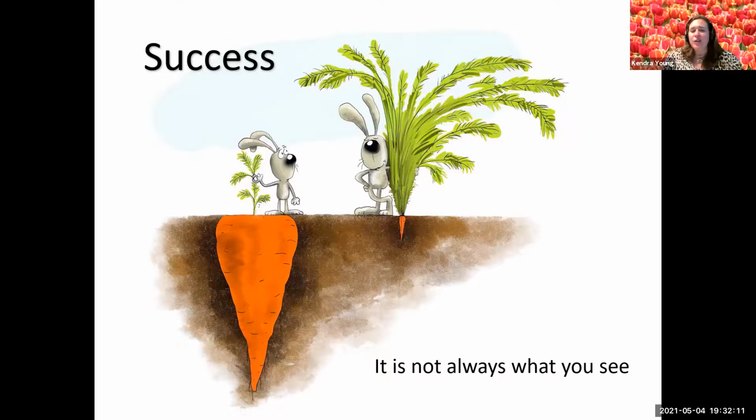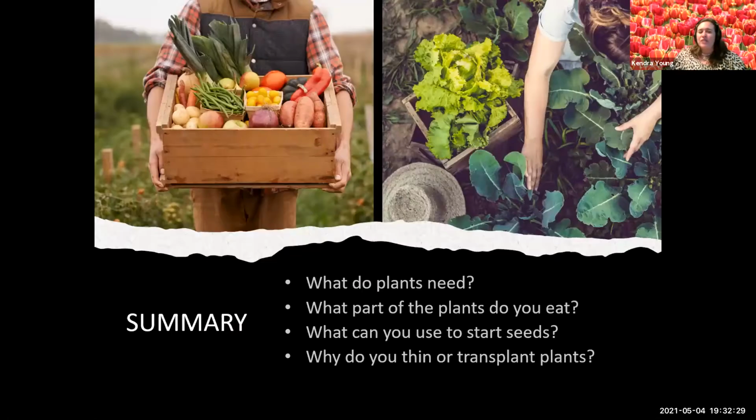This is a cute picture I found that shows two rabbits, and one's all proud because it sees how big its carrot has grown. And the other one is like, well, mine doesn't look very big, but little do they know how huge it is underneath. So it's not always what you see.